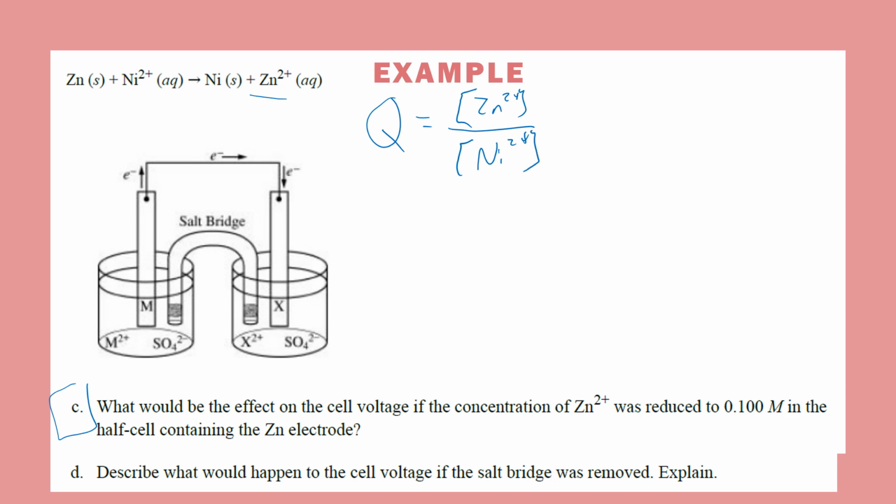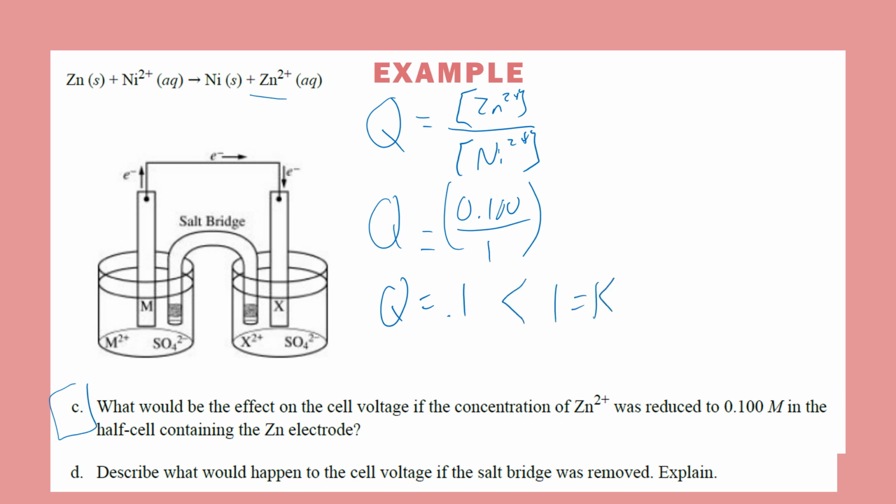Normally, this ratio would be 1 because you have 1 molar solutions in standard conditions. But we have a non-standard condition here. The zinc was reduced to 0.1 over the 1 for the nickel. So I get that Q is equal to 0.1. Because Q is less than K, Q is too small. I need to make Q bigger. I make Q bigger by increasing the products. So it's going to shift towards the product side and make the forward reaction happen more, which will increase the cell voltage.